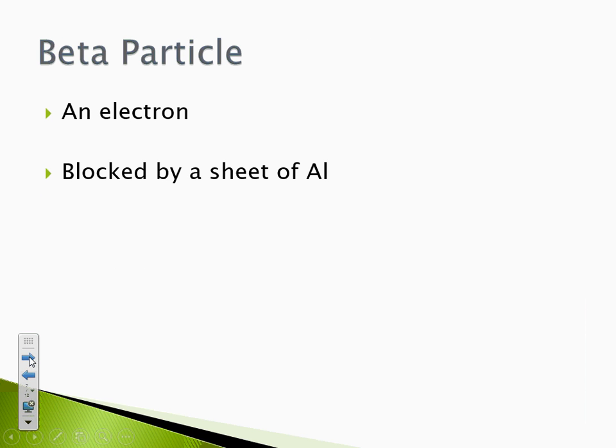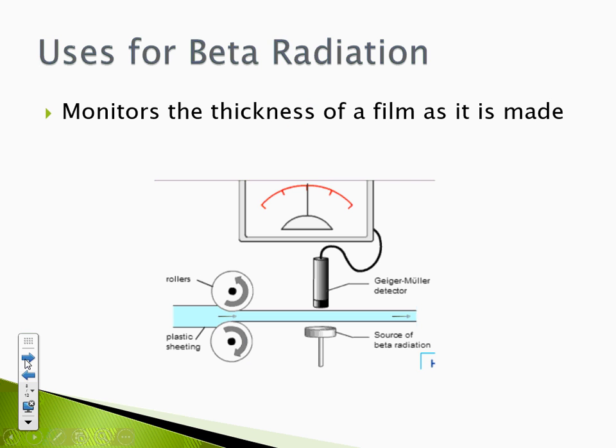A beta particle is an electron, and we write that as e. The charge on an electron is -1, and its mass we say is 0 compared to a proton. If you want to block a beta particle, you use a sheet of aluminum or something similar.